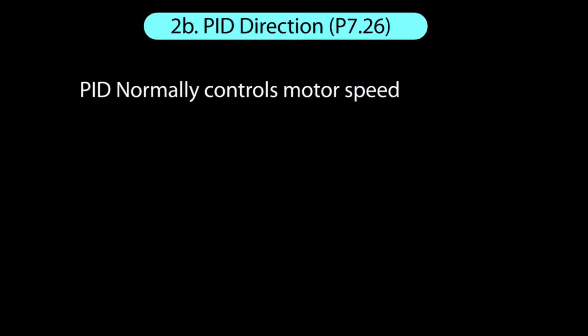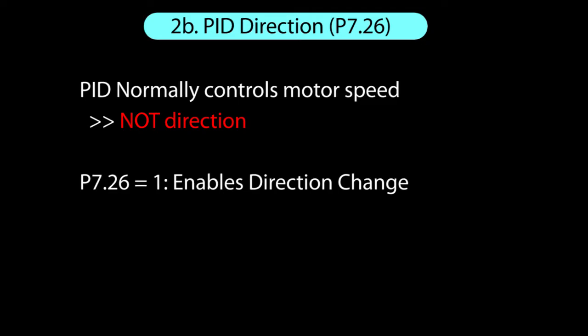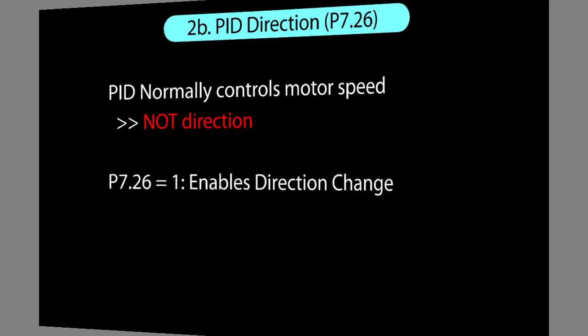Most of the time, you'll want PID to speed up or slow down the drive to compensate for load changes. It's rare that you'll want it to change the motor's direction. So this parameter limits the drive to only run the motor in one direction. That way, if PID goes nuts, your system won't be inadvertently slammed into reverse, which could damage a lot of things. If you do need PID to control both directions, then change this to a 1.